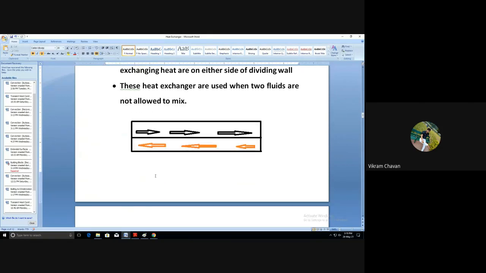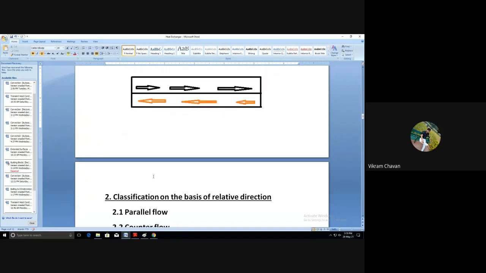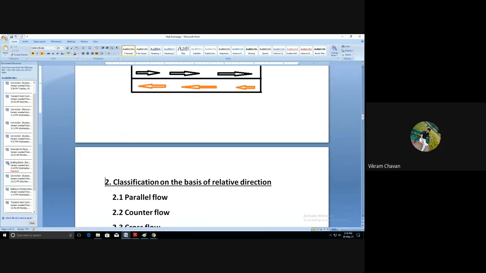So the next type or category of classification is the second one. Up till now we have discussed the nature of the heat exchanger process. In that first category, we discussed the direct contact or open type. Then we discussed the indirect contact, which is further classified as regenerators and recuperators.